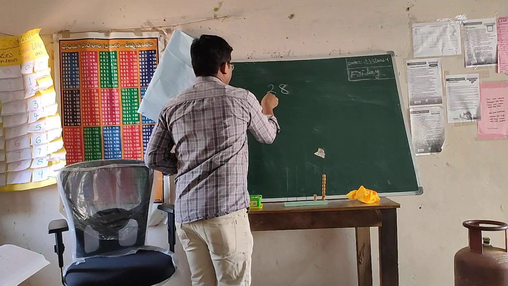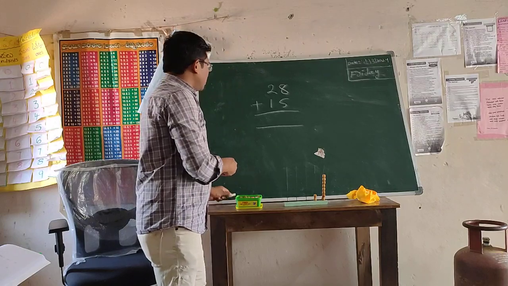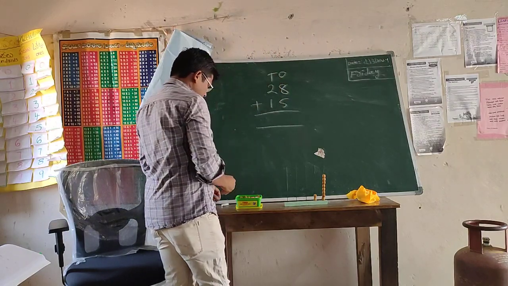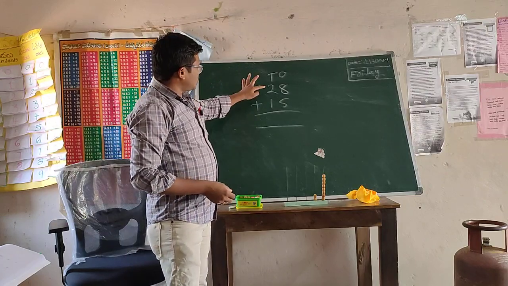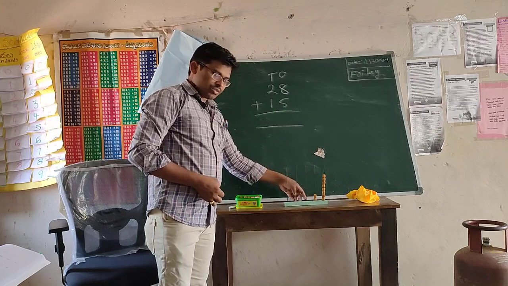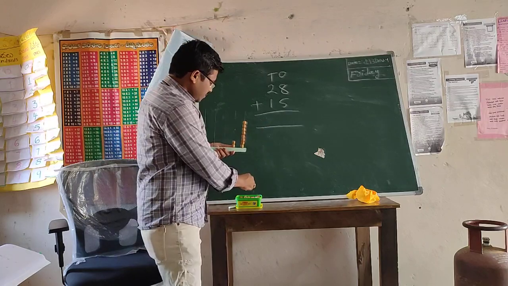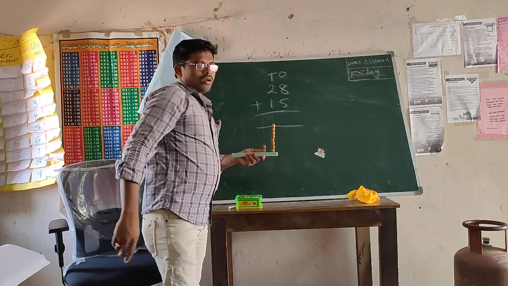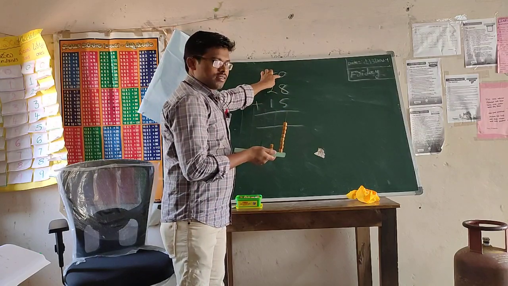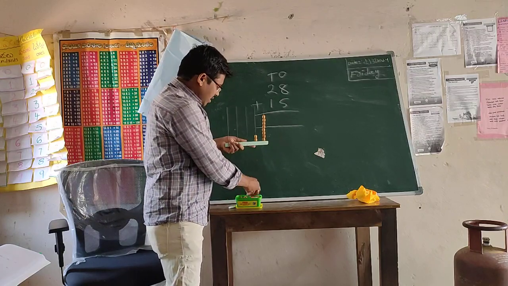Addition with the abacus: 28 plus 15. Listen. 8 ones, 2 tens, so already we have put that. Okay. Next, how to do addition? Add ones to ones, then tens to tens. Okay.